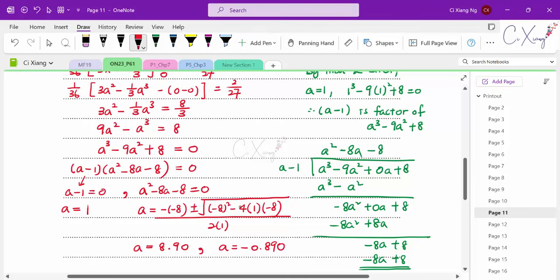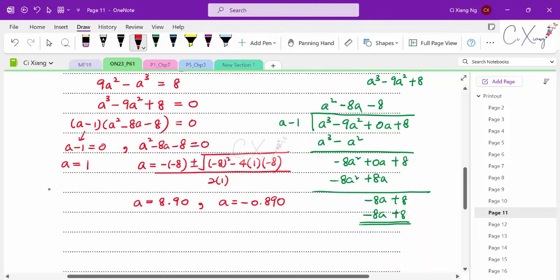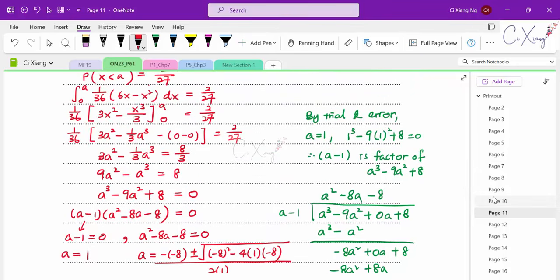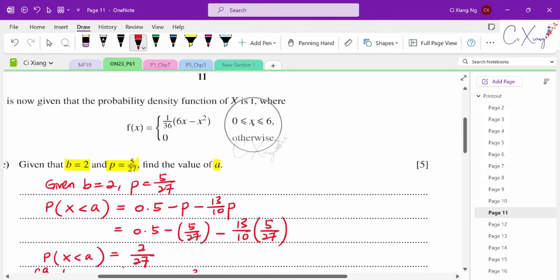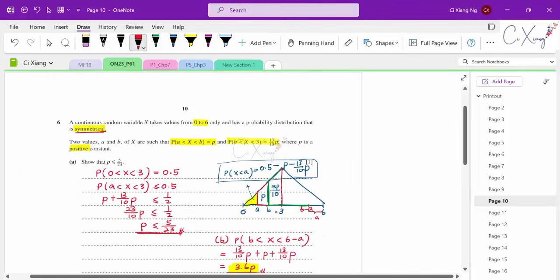So when we look at these three answers obtained for a, we go back to our question again. I just need to recall that our question did tell us that x is between 0 and 6. That means all your values of a should also be between 0 and 6. It cannot be outside 0 and outside 6. If you have a look at the diagram here, a is actually between 0 and 6.